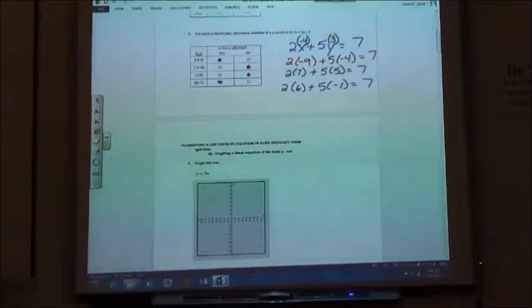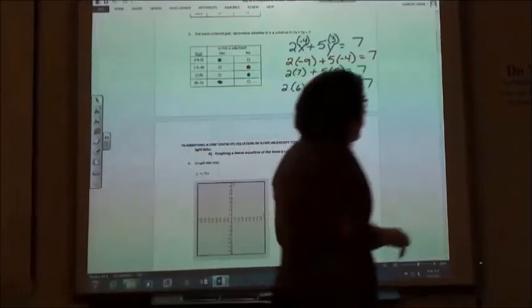So just checking your ordered pairs, and those are the two different ways you're going to see it, where either you got to plug it into the equation, or you're going to have x equals or y equals a number, and you're just looking at your ordered pairs to see which ones are true.